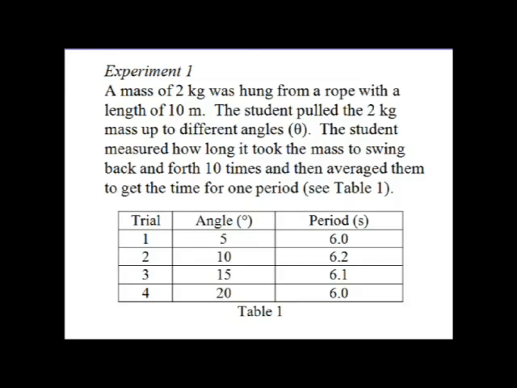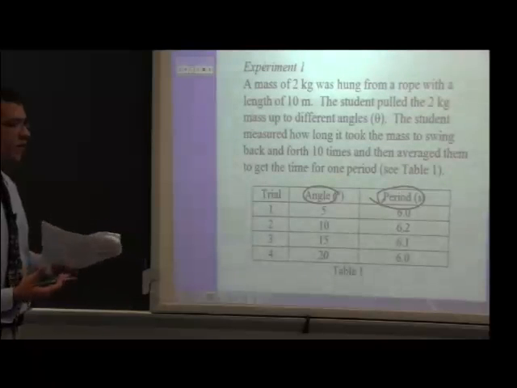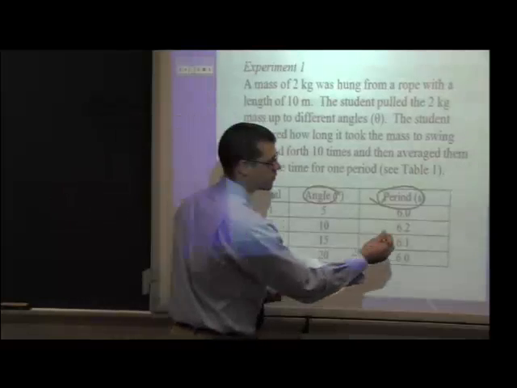Okay, so experiment 1, a mass of 2 kilograms was hung from a rope with a length of 10 meters. The student pulled the 2 kilogram mass up to different angles. The student measured how long it took the mass to swing back and forth 10 times, and then averaged them to get the time for one period. So if we take a look at Table 1, it is comparing angle and period. I'm going to circle that. And the few experiments that follow, they're going to vary a couple other different variables, and we're going to observe those in the data table.